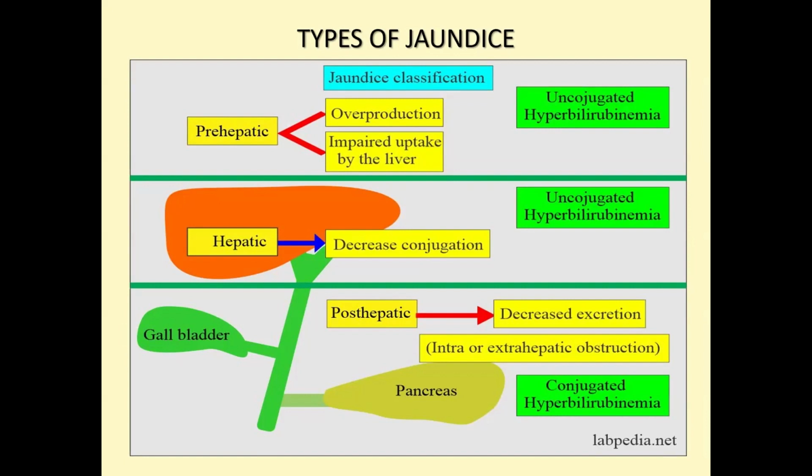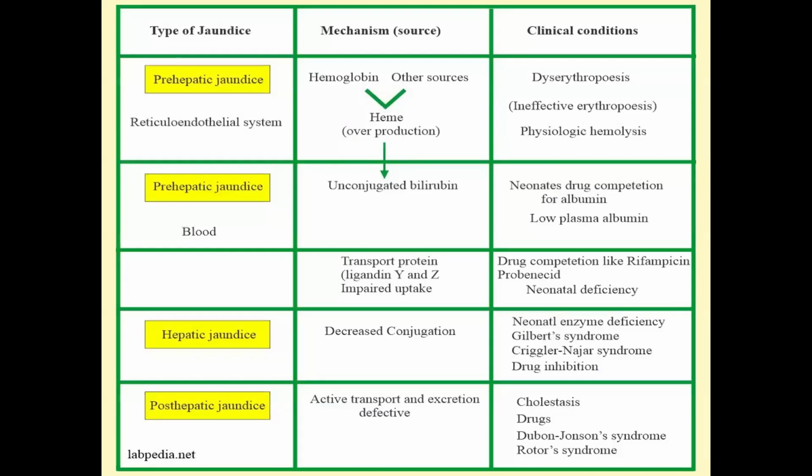So these are the types of bilirubin which are seen depending on the etiology of jaundice. So prehepatic: when your reticuloendothelial system, hemoglobin, heme overproduction, dyserythropoiesis, ineffective erythropoiesis is the clinical condition. Physiological hemolysis can be there. When it comes to the blood, heme overproduction, there is more unconjugated bilirubin.